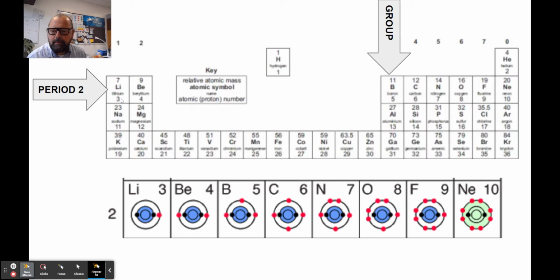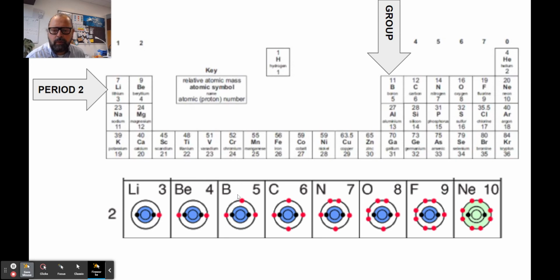And so lithium, with its 2, 1, and you can see here I've drawn out the electronic structure. As you go across, look at the red dots, the outermost energy level of electrons is getting filled up. 3 electrons, 4 for beryllium, 5 for boron, 6 for carbon, 7 for nitrogen, and so on. And that means that in the outermost shell, as you go across a period, it gradually becomes full.